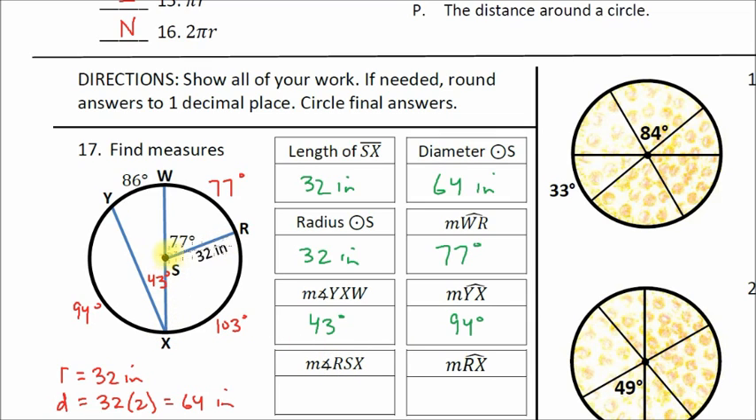RSX, oh, that's interesting. RSX, that's one I didn't label. If arc RX is 103, then RSX must also be 103 degrees because that is a central angle. It's going to be the same as the intercepted arc. So that's 103 degrees. And then the last one, the measure of arc RX, which was also 103 degrees. So that is how you go through the process of finding all the missing measures on this circle.